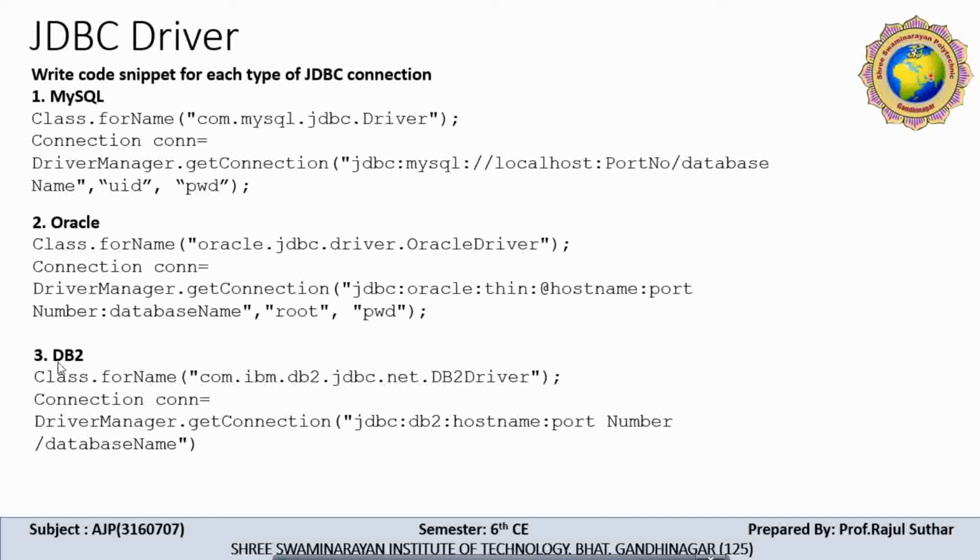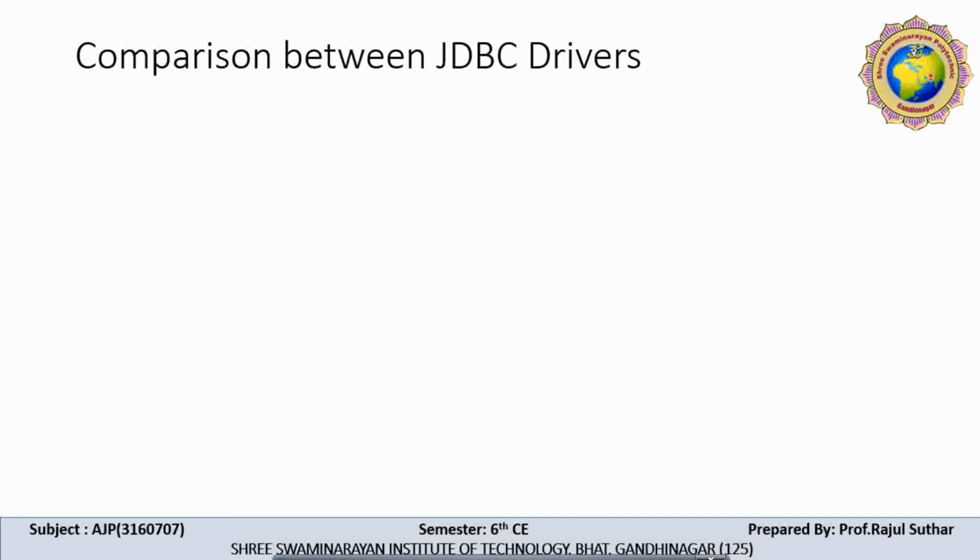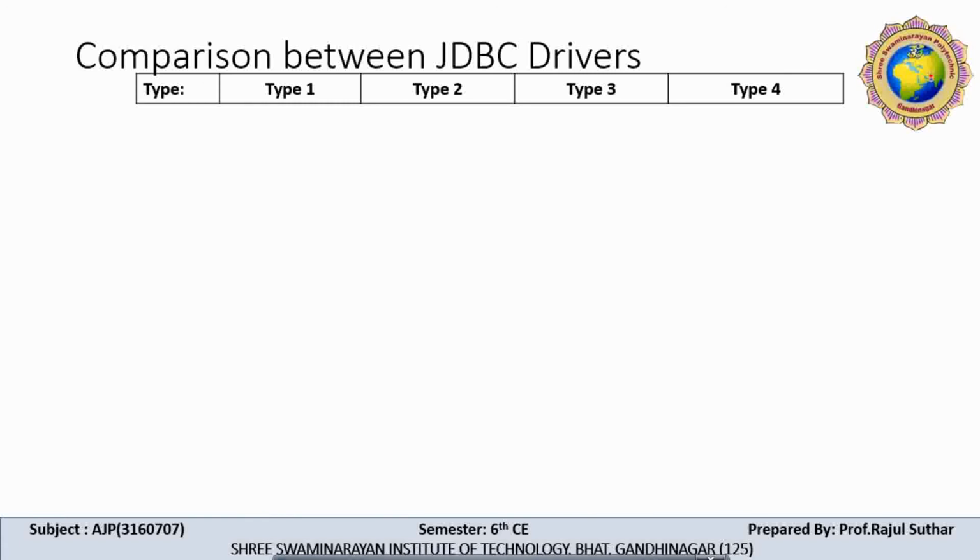Then if we are using the DB2 type, IBM's database 2 connection. So DB2, we require the Class.forName com.ibm.db2.jdbc.net.DB2Driver. Connection con is equal to DriverManager.getConnection. In the bracket we require jdbc:db2 host name, port number slash database name. So this is the connection for the DB2 driver. Let me check with comparison. So comparison between JDBC driver types.